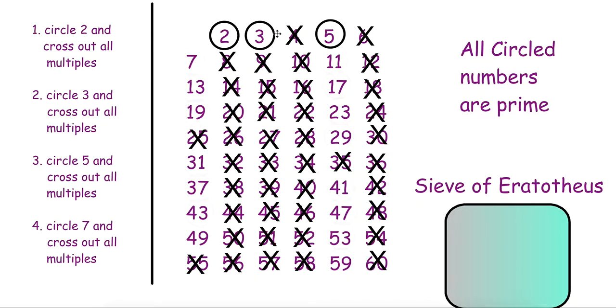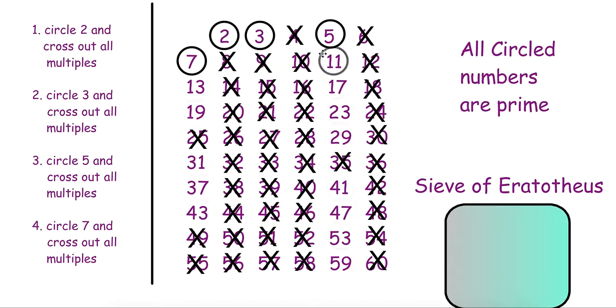6 is crossed off, so let's circle 7. The multiples of 7 are 7, 14, 21, 28, 35, 42. And then 7 times 7 is 49 and 56. We could continue this pattern. 8 is crossed off, multiple of 2. 9 was a multiple of 3. 10, a multiple of 5.